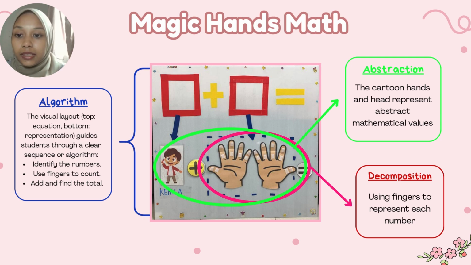The next one is algorithm, which we can see in these teaching aids. The visual layout has the equation at the top and the representations at the bottom. It guides the student through a clear sequence: the first step is to identify the number, and the second is to use fingers and head to count, add, and find the total. It shows step by step how to solve the problem, which in our topic is addition in the range of 0 to 18.